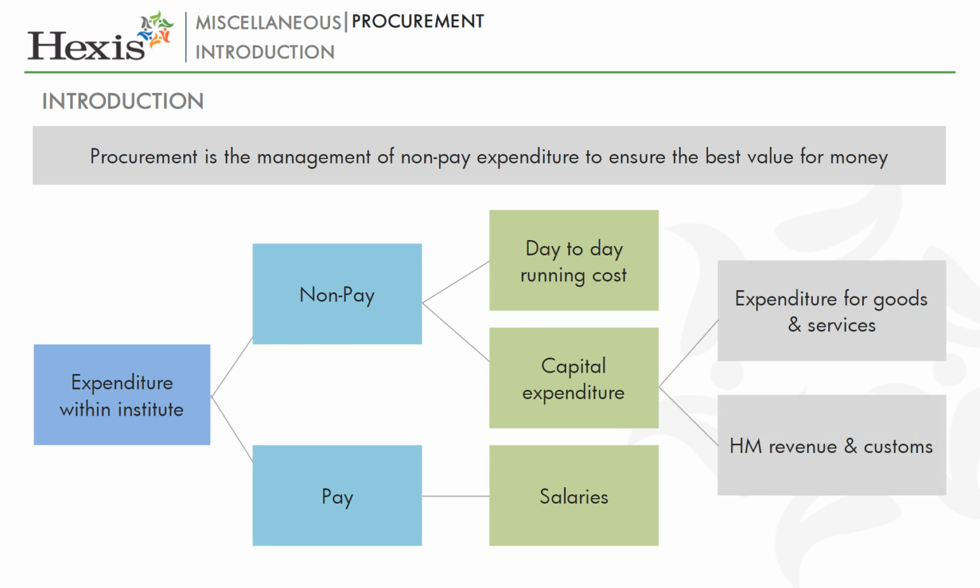The procurement function is concerned with obtaining the required goods and services from appropriate suppliers to enable the institution to meet its strategic objectives in an economic, efficient, and effective manner. Research has shown that within an institution, its non-pay expenditure is usually between 30 to 40% of its total expenditure.